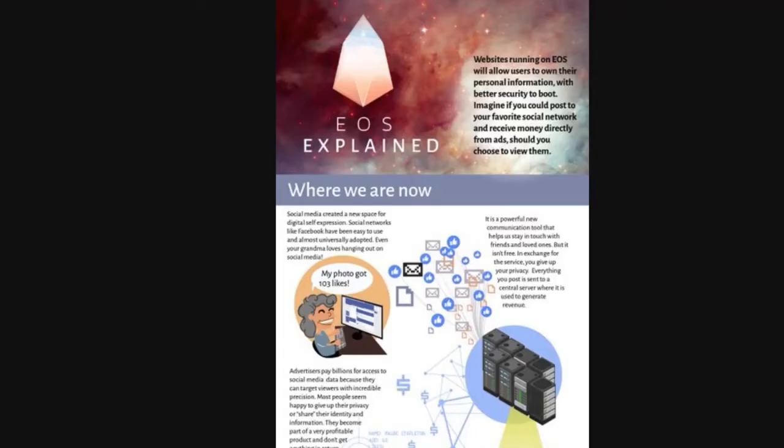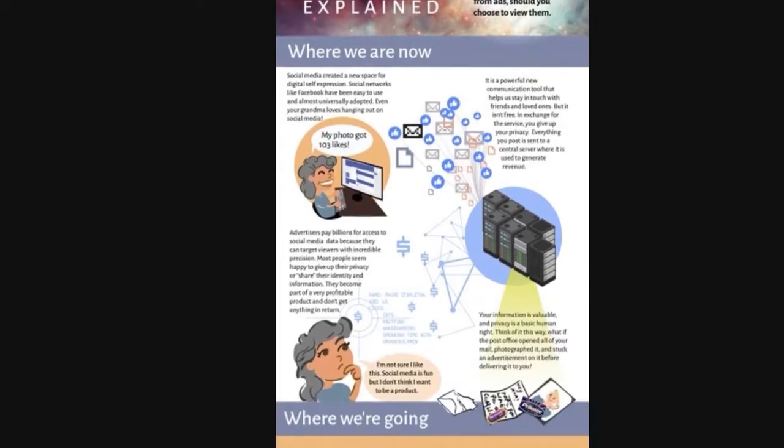Cool, now let's look at this. It's EOS Explained, and it tells us one of the many things that EOS as a platform can provide. It talks about how websites running on EOS will allow users to own their personal information with better security to boot. Imagine if you could post to your favorite social network, and receive money directly from ads should you choose to view them. So it gives you the option to view ads, and I'll just read on through because it explains it all the way.